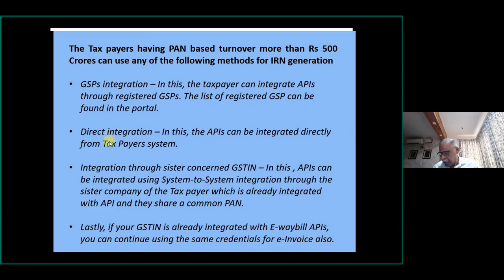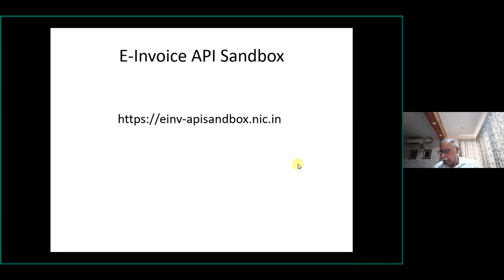Integration through sister concern GSTIN: in this, APIs can be integrated using system-to-system integration through the sister company of the taxpayer, which is already integrated with the API and shares a common PAN. Lastly, if your GSTIN is already integrated with e-waybill APIs, you can continue using the same credentials for e-invoice also.